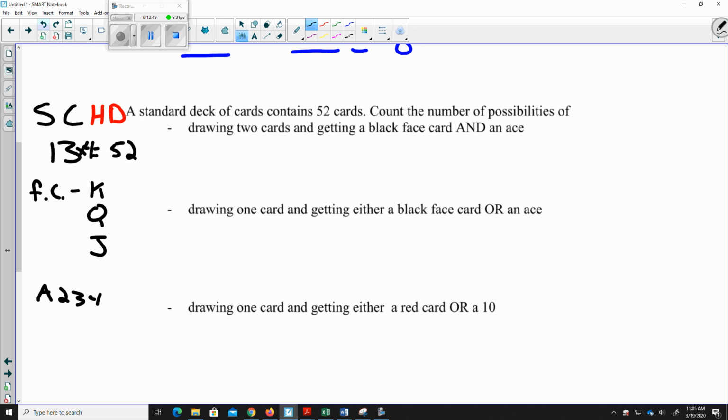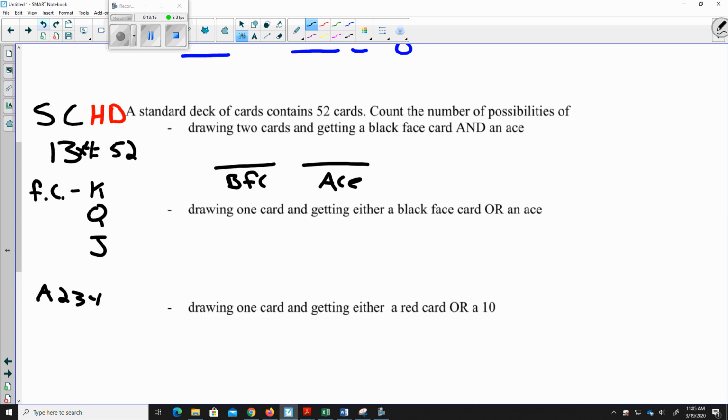So this example here says, a standard deck of cards contains 52 cards. Count the number of possibilities of drawing 2 cards and getting a black face card and an ace. Okay, so we have 2 events. We got a black face card and an ace.